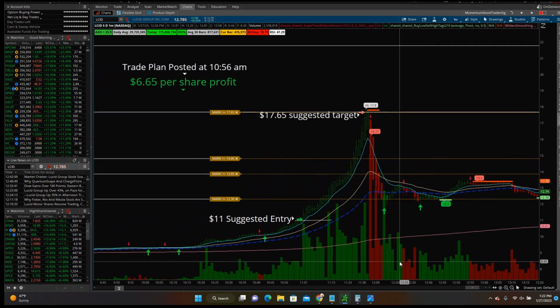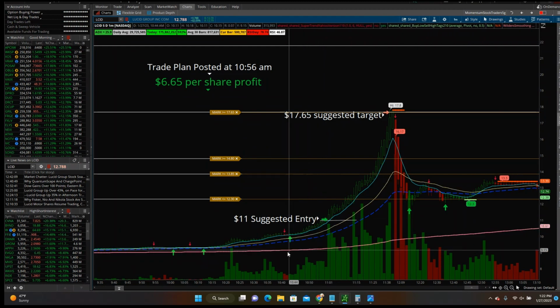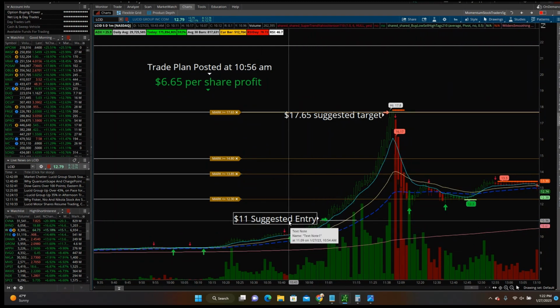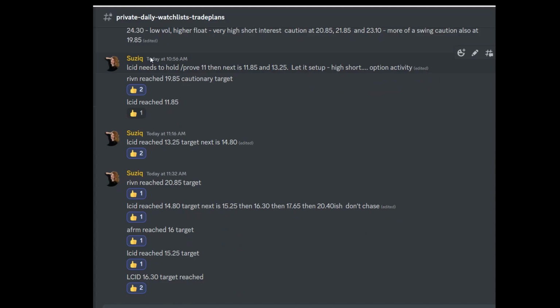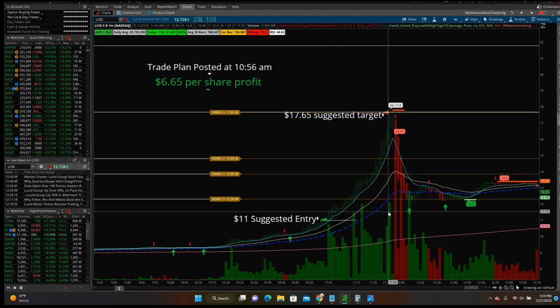All right. And so, like I said, I came in and I quickly drew those lines and then I posted the trade plan for it in my trade plan room. And as you can see right here is the trade plan that I made for it. There were a couple of other trade plans that I posted around that same time. Okay. LCID. I was also looking at RIVN, which runs along the same time as LCID. And this was option activity. That was the catalyst for this move.